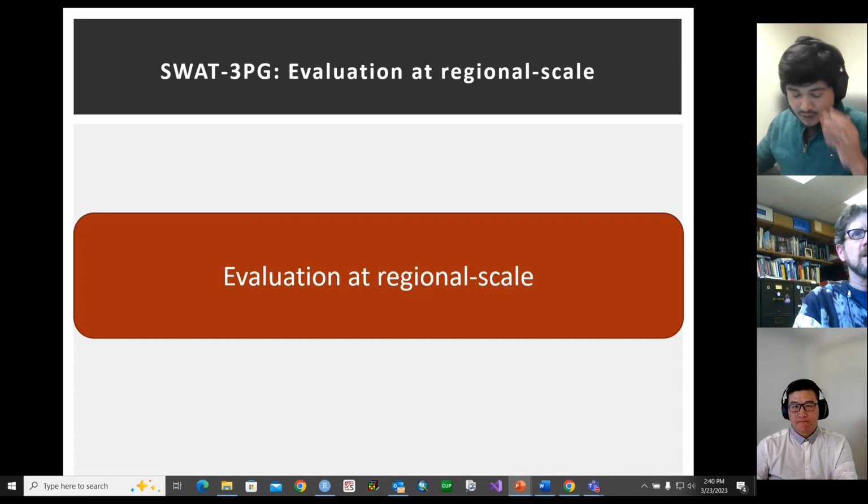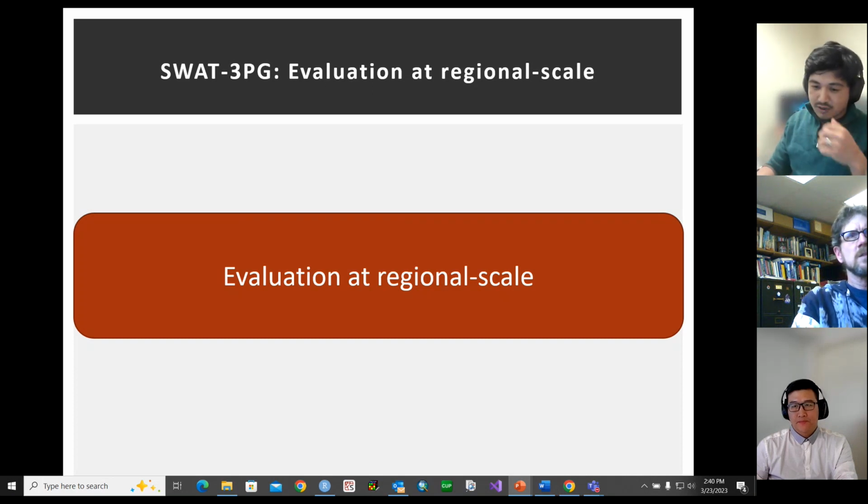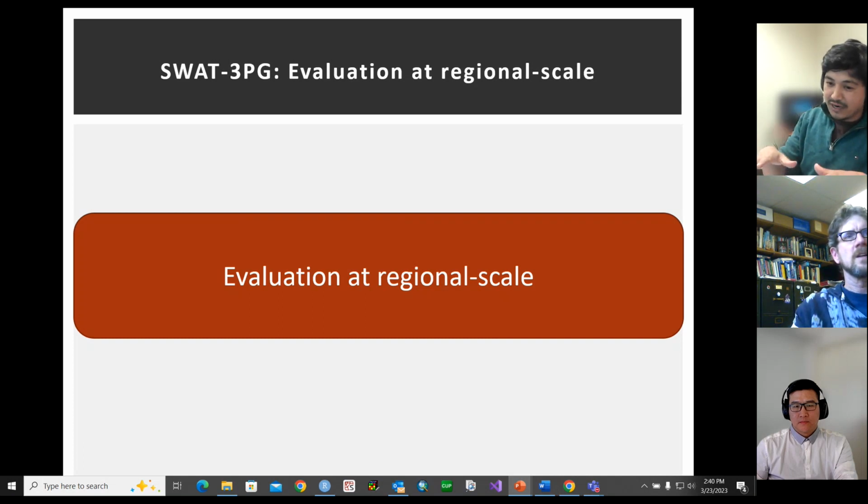So after we develop the module at the field scale, the next thing is to evaluate this at a watershed level. We use a small watershed to test this new module, and see if we can estimate all the things we want to, like lateral fluxes of carbon, carbon storage, and all of those things.